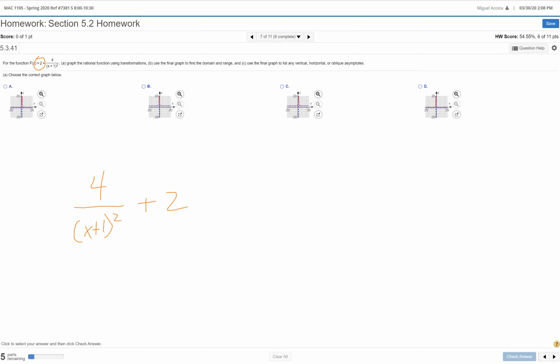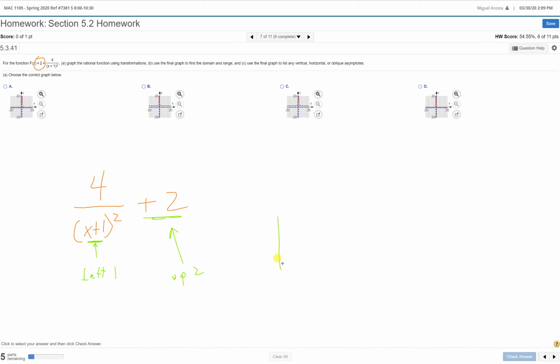So forget the 4 for a moment. The 4 is important because it's going to obviously stretch it vertically, but we're not going to worry about the 4. We're going to worry about this plus 1 that's happening inside with the x and this positive 2 that's happening outside. What does the plus 1 make us do when it's inside with the x? If you said go left 1, you're correct. Okay? What about this plus 2 that's outside? If you said it goes up 2, then you're also correct.